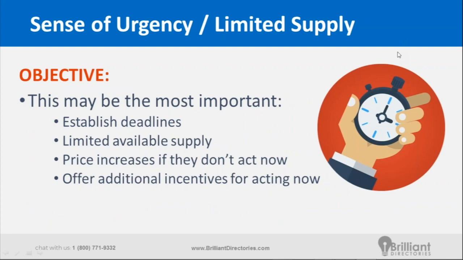I think this step in your offer is actually the most critical because it is going to encourage people to act fast or act now, as they say in infomercials. What you need to do is establish deadlines. So this offer ends May 1st. Limited availability or supply. This is only valid for the first 20 people who sign up. If they don't act now, they're susceptible to potential price increases. So they'll end up paying more if they don't act now.